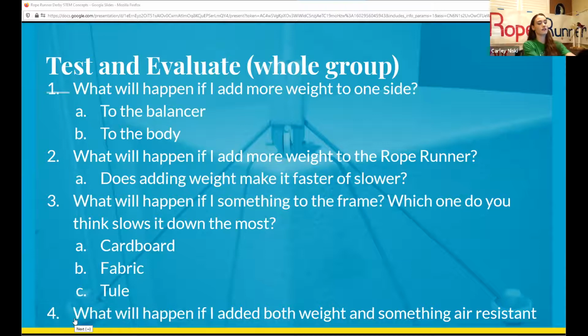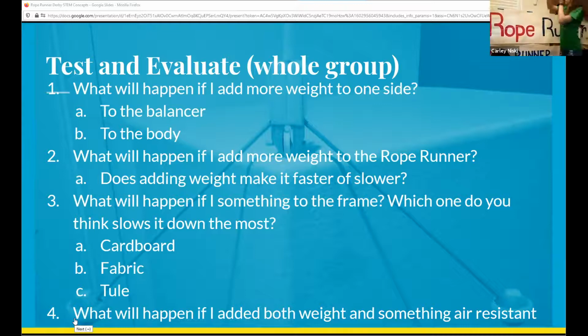Let's see. What if I add something to the frame? So let's look at air resistance. I have 3 different objects. I have a piece of cardboard. I have some fabric. And then I have some tulle. Now, what do you think? How will the cardboard affect the speed? Less holes, so there's more air resistance. Well, air resistance, right? So let's roll that down.